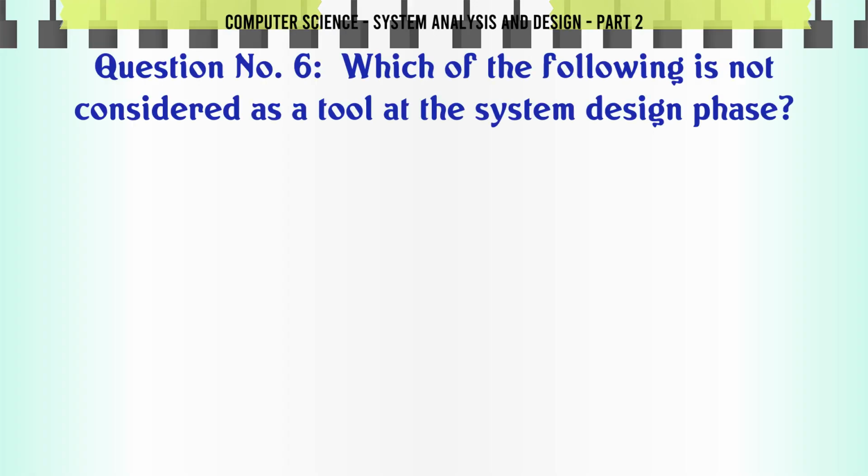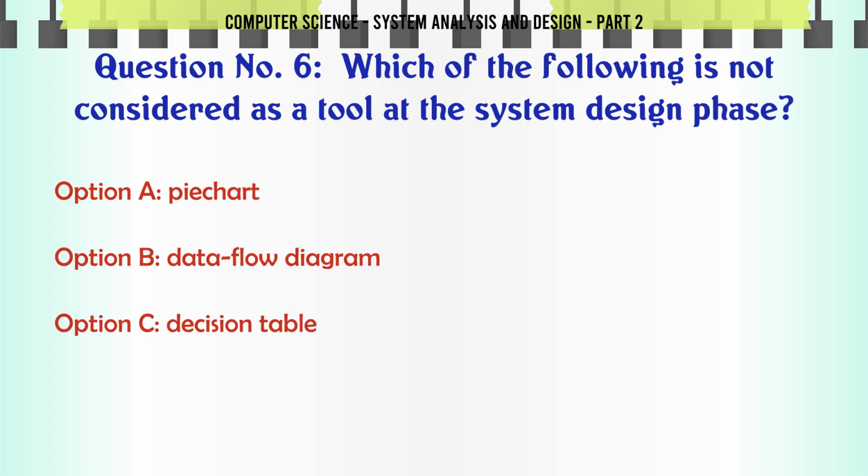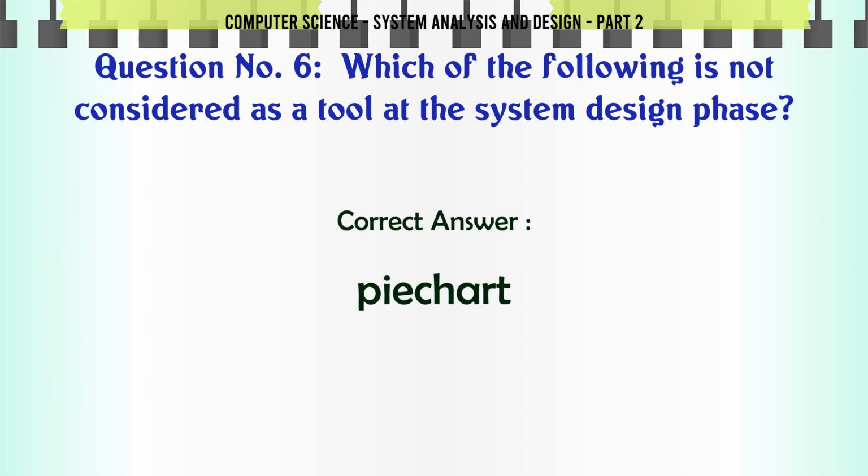Which of the following is not considered as a tool at the system design phase? A. Pie chart. B. Data flow diagram. C. Decision table. D. Systems flow chart. The correct answer is pie chart.